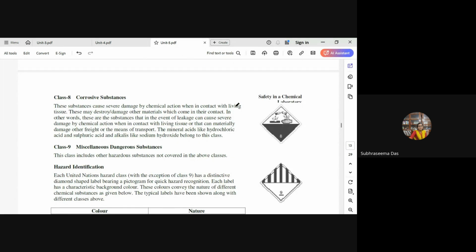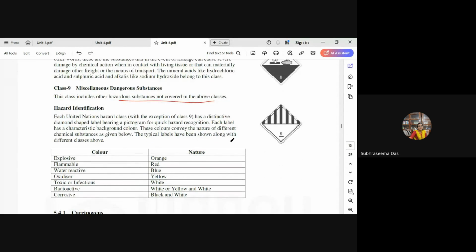Class 8 is corrosive substances. These substances cause severe corrosion to tissues, such as HCl and sulfuric acid, when they come in contact with our skin. And class 9 is the miscellaneous dangerous substances. This class includes other substances which are not included in the above classes.